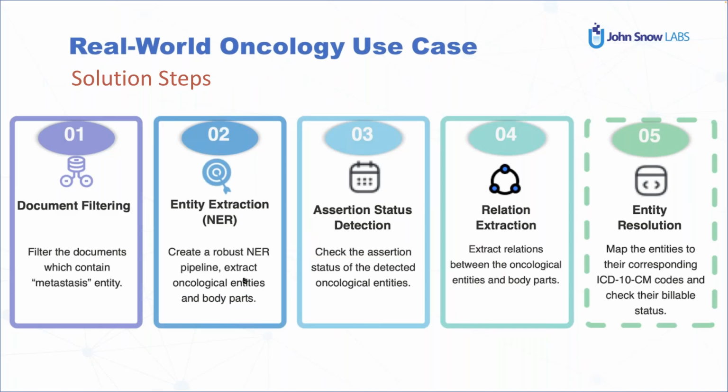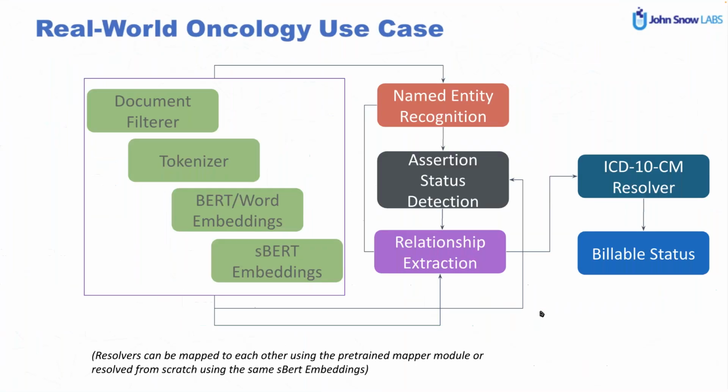So after getting the entities and the relationships, as an optional step, sometimes we need to map those extracted oncological entities to their ICD-10 codes, or some procedures to CPT codes, or some medications to RxNorm codes. So we need to use the resolver models for this, and we have several kinds of entity resolution models, which we will cover, and I will try to show an example in the course while explaining these solutions. So this is what's happening behind the scenes for solving this problem.